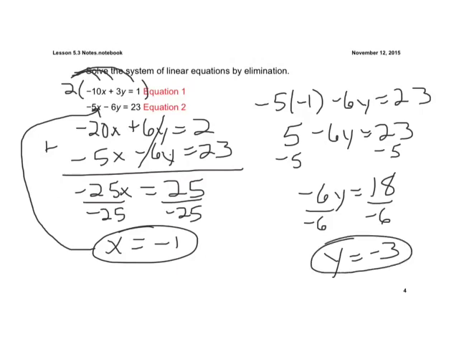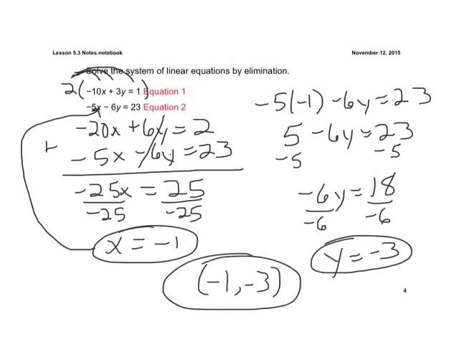Okay, so there's our ordered pair, we have -1, -3, and that is our solution to that system of linear equations.